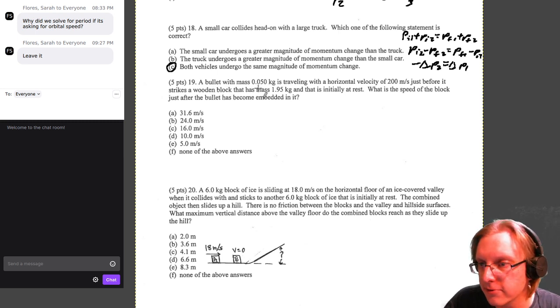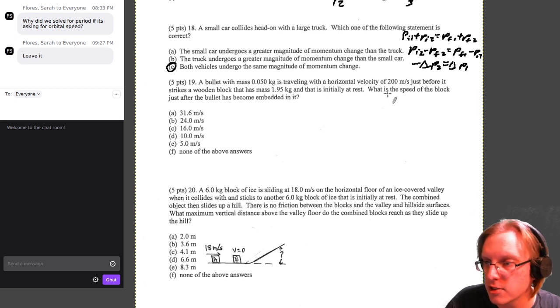A bullet with mass of 0.05 kilos is traveling in a horizontal velocity of 200 meters per second, just before it strikes a wooden block that has mass of 1.95 kilos that is initially at rest. What is the speed of the block just after the bullet has become embedded in it?